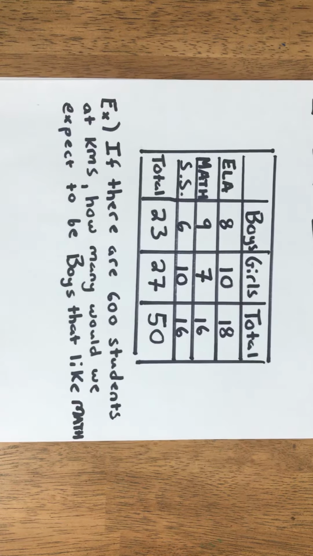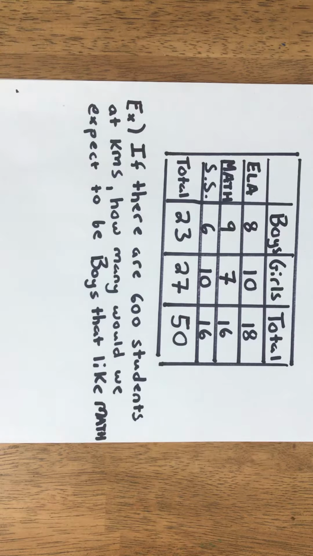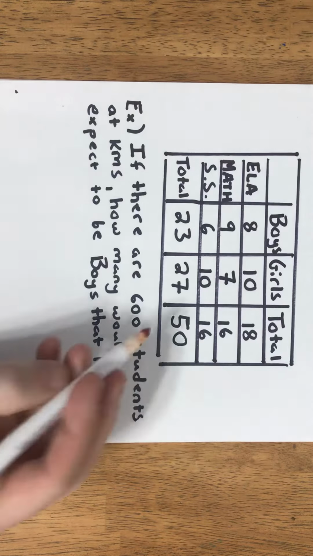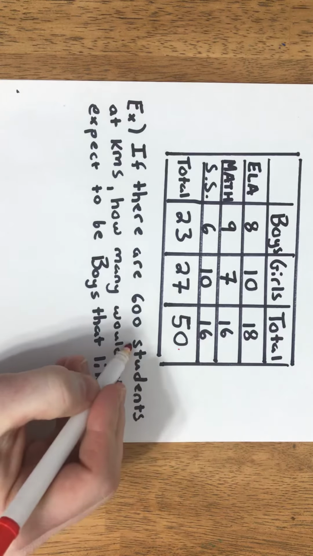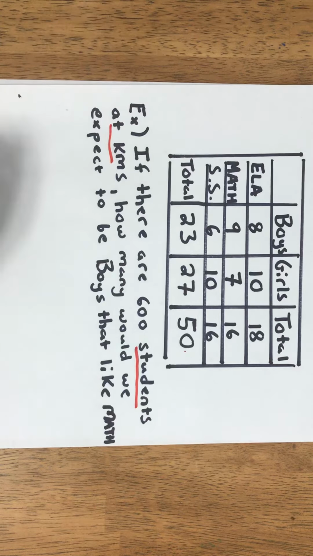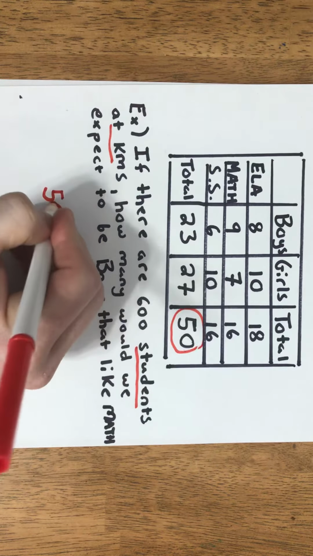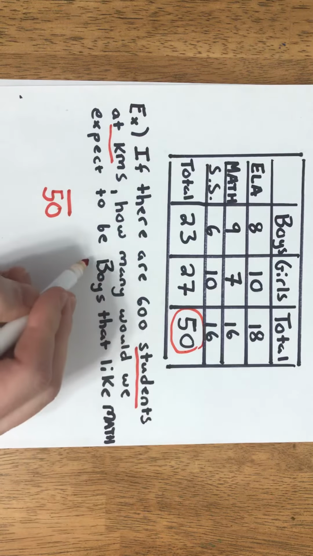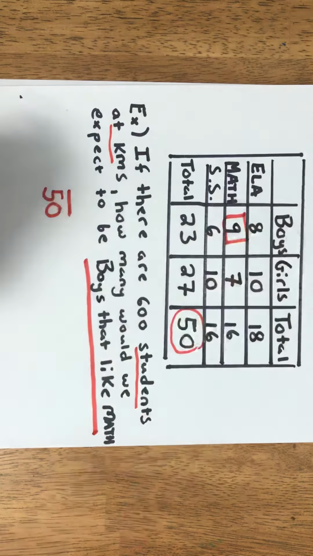So take a look at our first example here. If there are 600 students at KMS, how many would we expect to be boys that like math? Excuse me there. So we don't have 600 students in our table. We only have 50. But they're talking about students at KMS. That's talking about our total students. So remember last time we talked about our total students would be right here at 50. And the number of students that are boys that like math, that would be up here at 9.